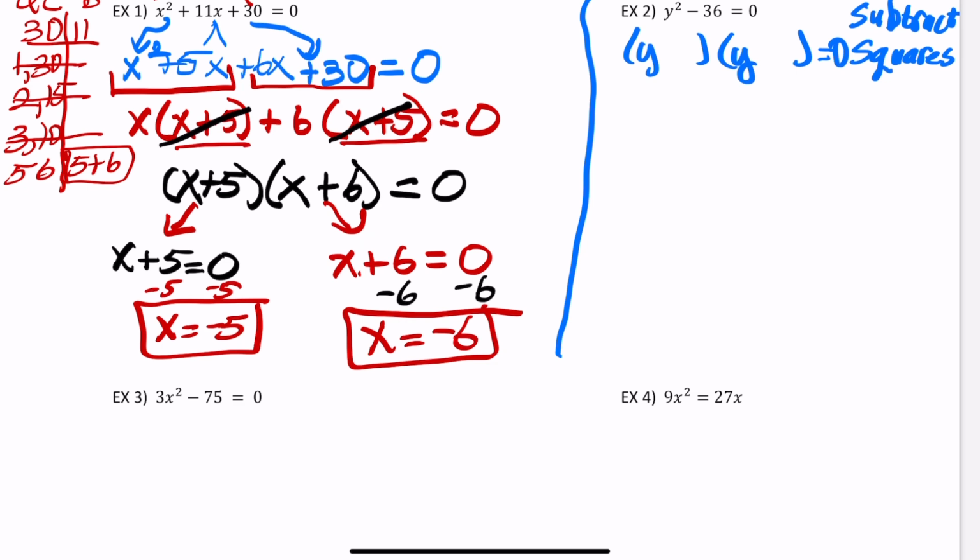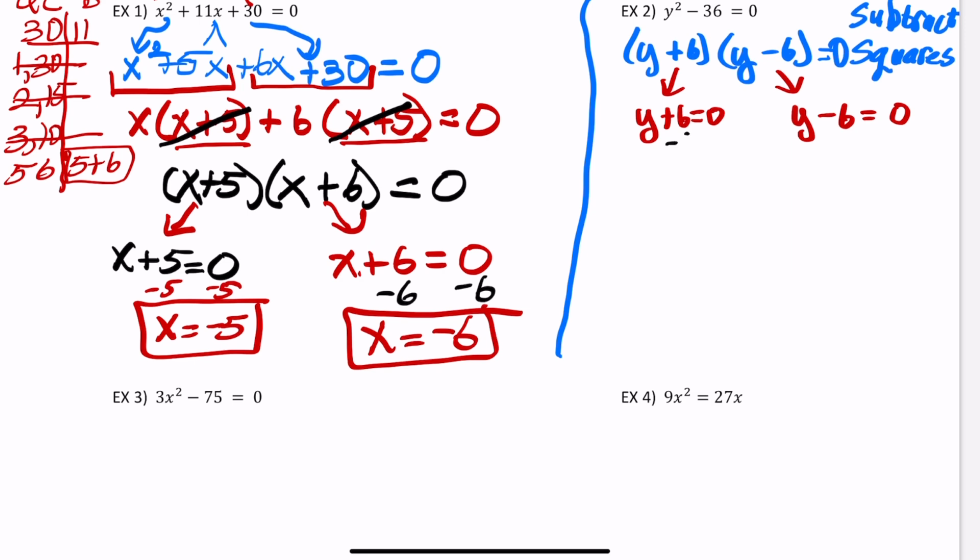And that would be 6 and 6, so I would need a positive 6 and a negative 6. And now I have factored this into 2 factors. Then now we have it equal to 0, so we're going to take each factor, y plus 6 equals 0, and y minus 6, set each factor equal to 0. Use that to find our 2 answers.